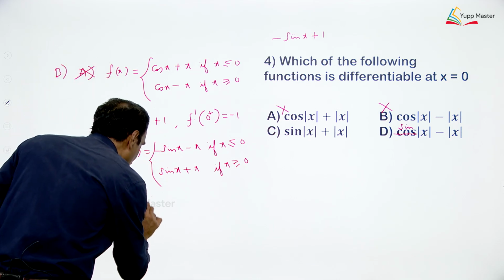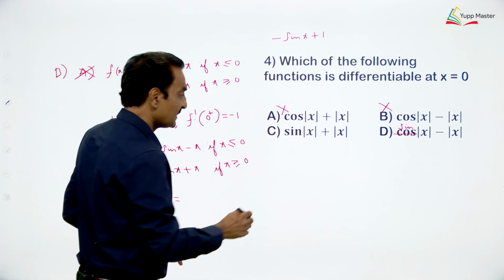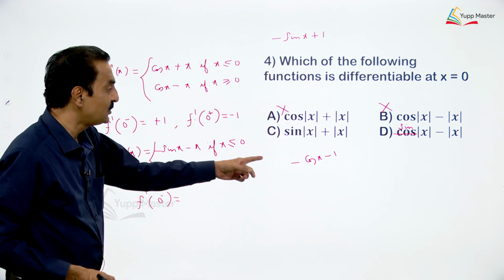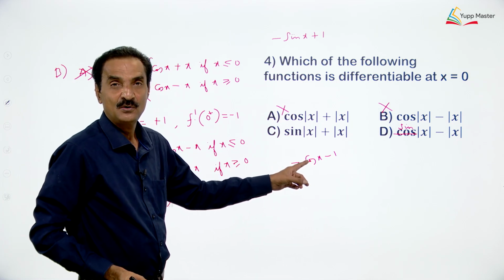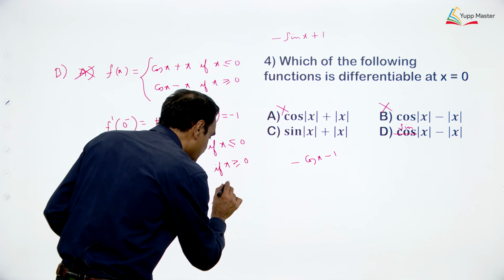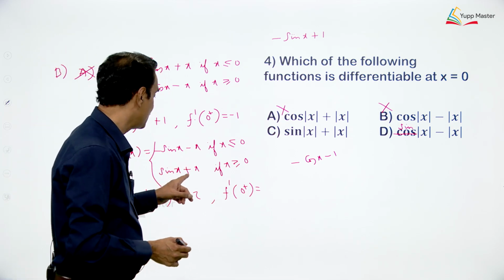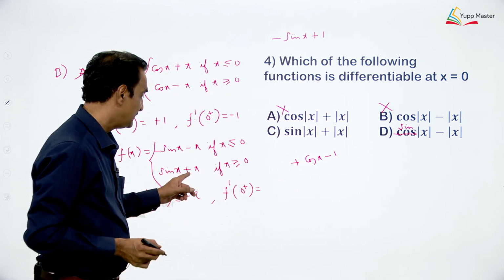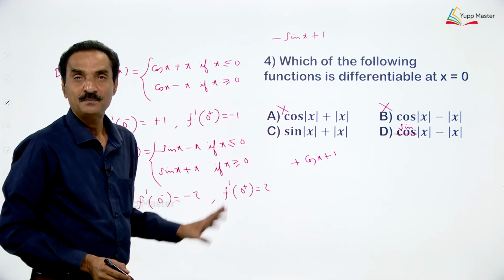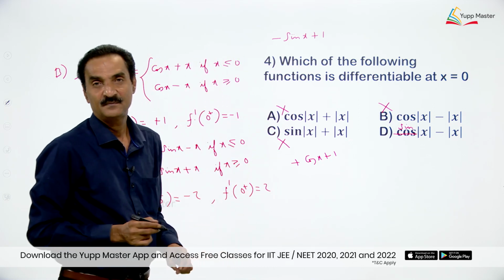Now do the same, no need to check the continuity. f dash 0 minus: you differentiate this, what are you getting? Minus cos x minus 1. Differentiating the first one and putting x is equal to 0, what are you getting? Minus cos 0 minus 1. Cos 0 is 1, so it will be minus 2. Next, f dash 0 plus. Differentiate this and put x is equal to 0. Derivative of sin x is cos x, plus 1. Put x is equal to 0, what are you getting? Plus 2. Minus 2 and plus 2 are not equal, so it is not differentiable at x is equal to 0. So this is also wrong, discontinuous.